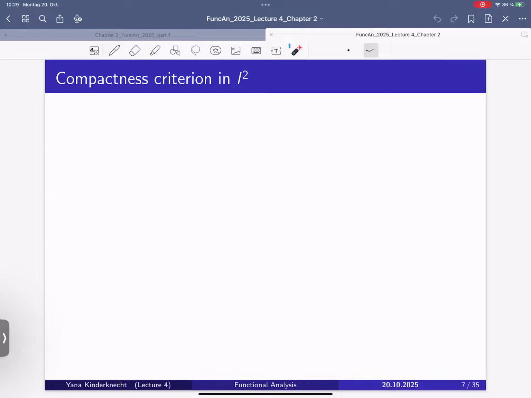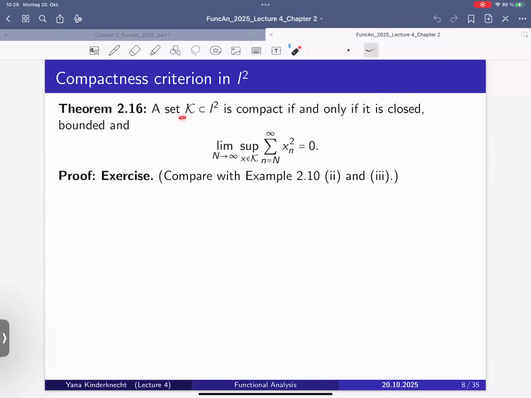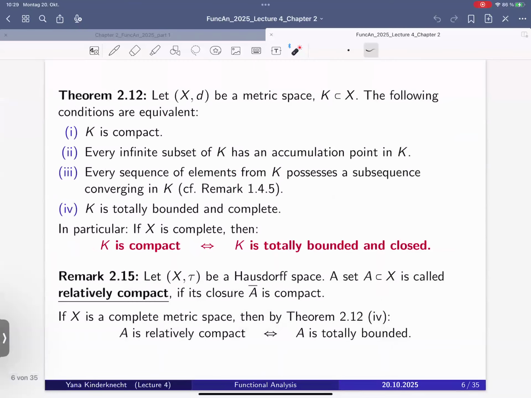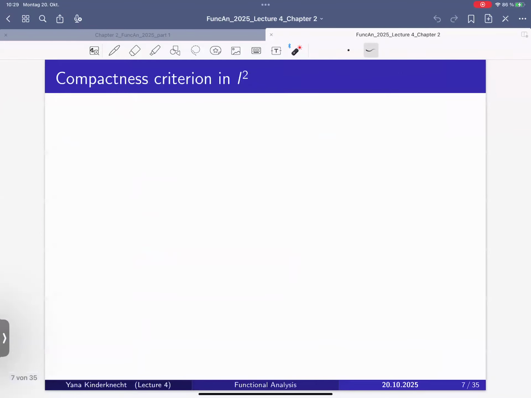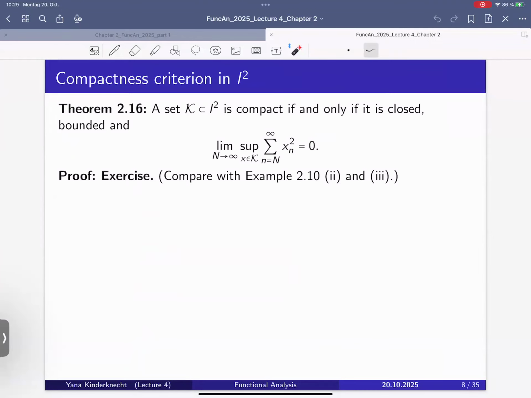Okay, and we start with the space small l2. The criterion looks as follows. A set K is compact in this space l2 if and only if it is closed, bounded, and the following holds. From now on, we discuss only metric spaces, that is, we are allowed to use this or this. But usually we will use complete metric spaces, so we are able to use this criterion. And in the case of the space small l2, the criterion looks as follows: closed and bounded, and something else to guarantee total boundedness of the set.